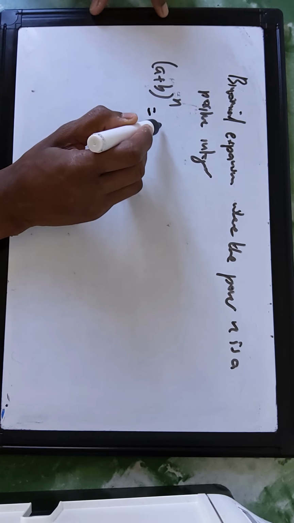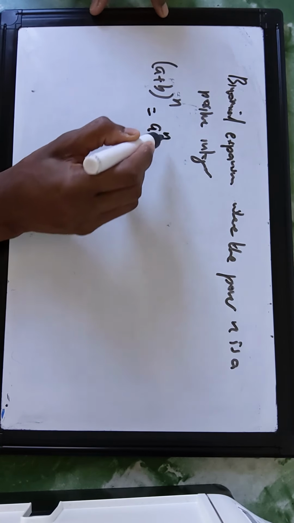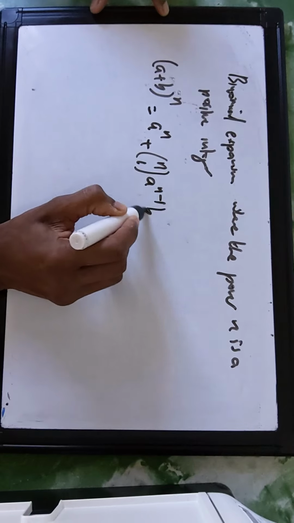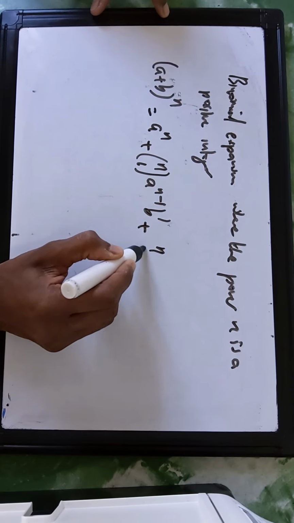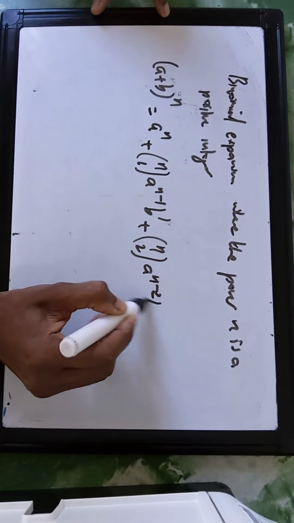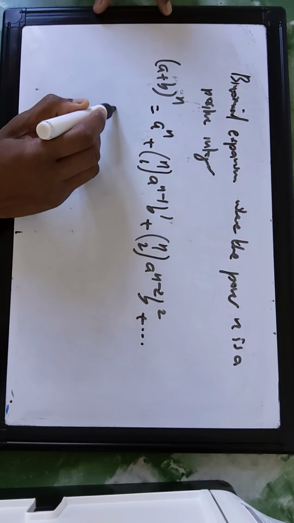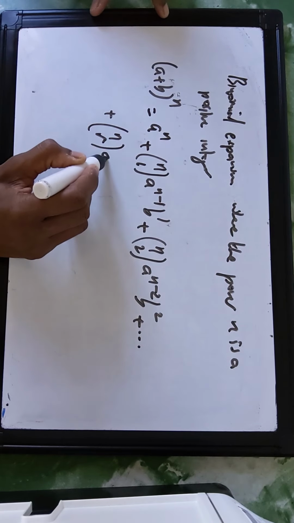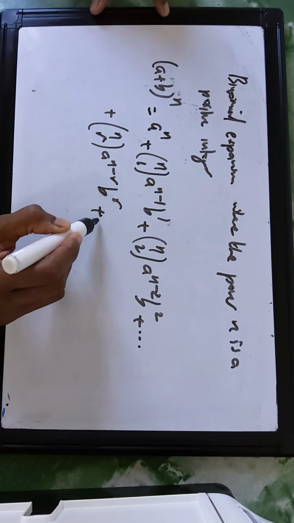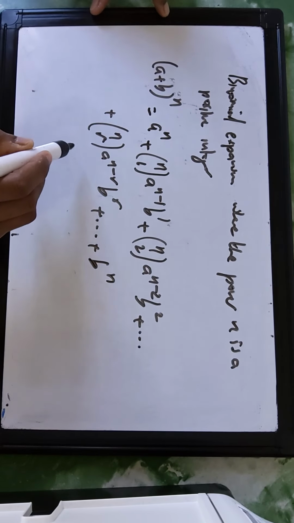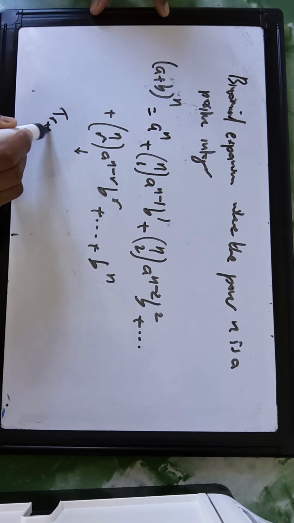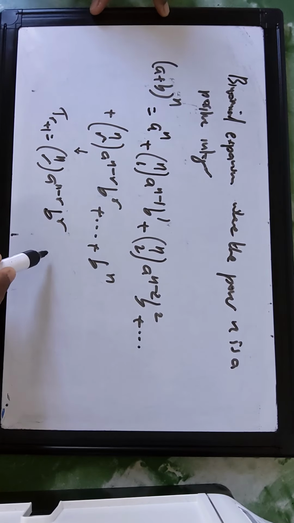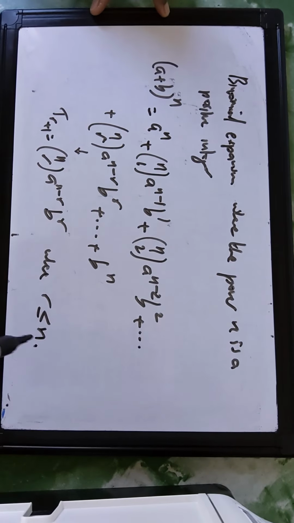The expanded form is given by: the first term is a^n, the second term nC1 a^(n-1) b^1, the third term nC2 a^(n-2) b^2. It goes on like this until the rth term, nCr a^(n-r) b^r, which goes on up to the last term b^n. So this is the general term: nCr a^(n-r) b^r, where r is less than or equal to n.